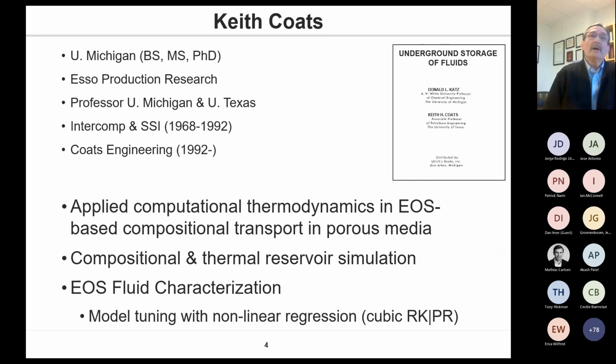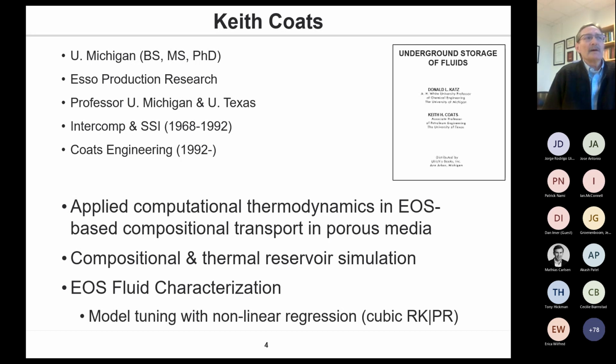So anyway, I'll go through a little bit from each of those folks' contributions. So Keith Coates, he did all his degrees at the University of Michigan. He went to work for SO Production Research. Thereafter, he had a short stint as a professor at University of Michigan and then University of Texas before he basically broke out, and the rest of his life was doing independent consultancy. He built companies around the consultancy and the reservoir simulators that he built, many of them during his life.